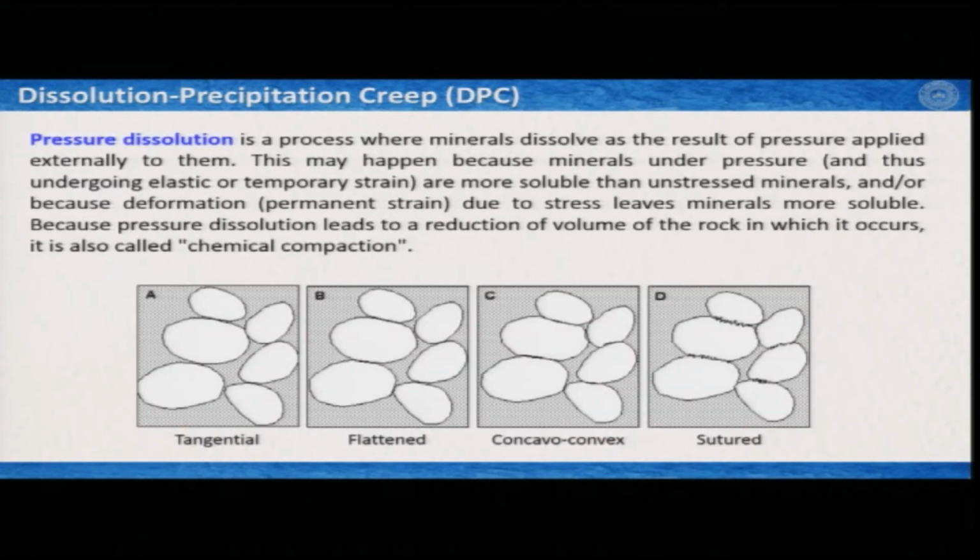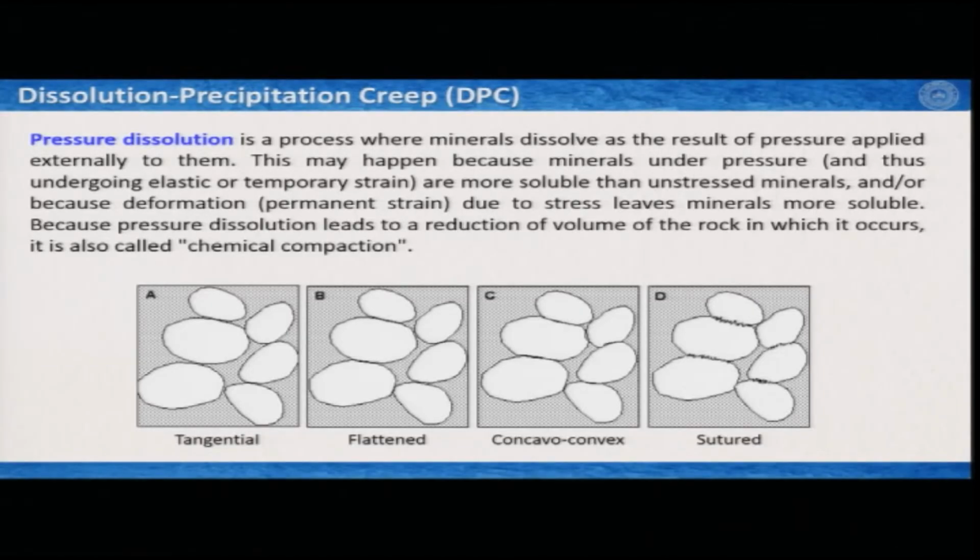Now, there are some ideas that we can think of. Dissolution can happen at a point and dissolution can happen on a surface. Whenever 2 points touch each other or 2 surfaces touch each other, a pressure is generated on the surface, and if there is some fluid, then the process is known as pressure induced dissolution or pressure dissolution. Pressure dissolution is a process where minerals dissolve as the result of pressure applied externally to them, and this may happen because minerals under pressure, and thus undergoing some elastic or temporary strain, are more soluble than unstressed minerals.